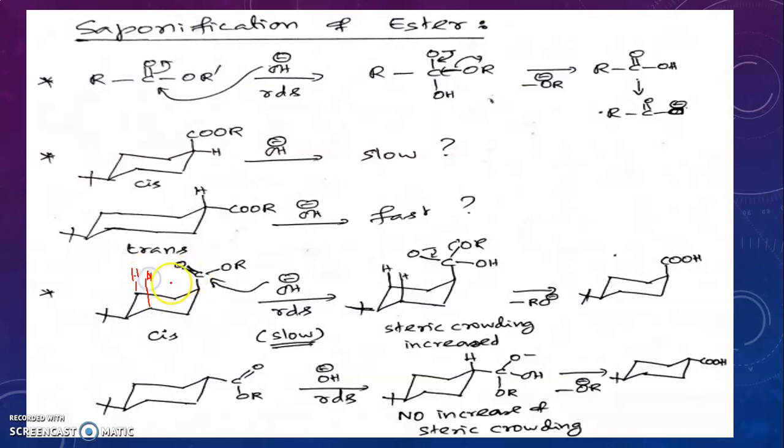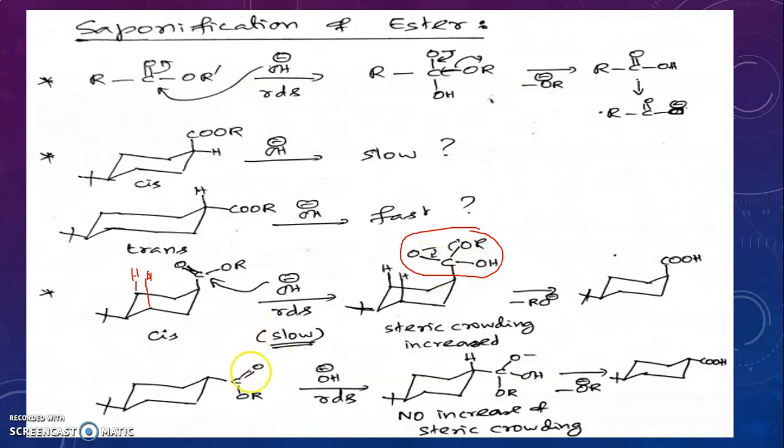So this conformation is less stable. But when this OH minus attacks the carbonyl carbon, you will get a still larger group, so steric crowding increases here. When steric crowding increases, 1,3 diaxial interaction becomes very strong. Therefore, compared to the reactant, this product is highly unstable. Since the product is less stable, the reaction will occur slowly. It is because of the steric crowding increased in the axial position.